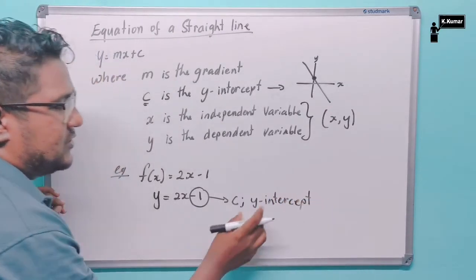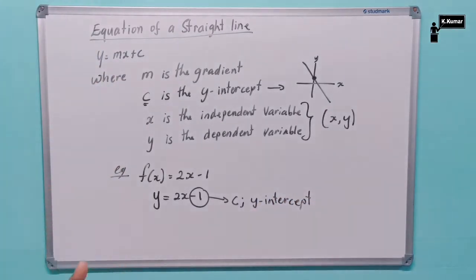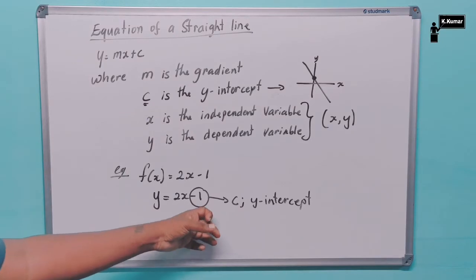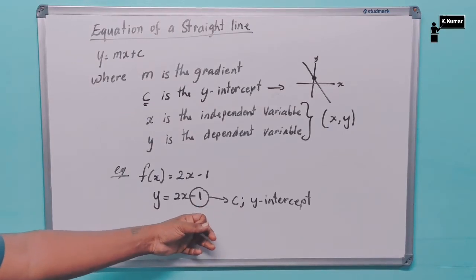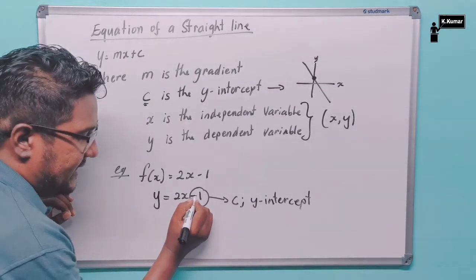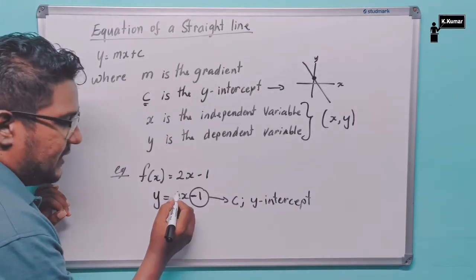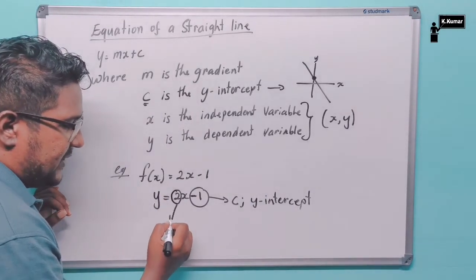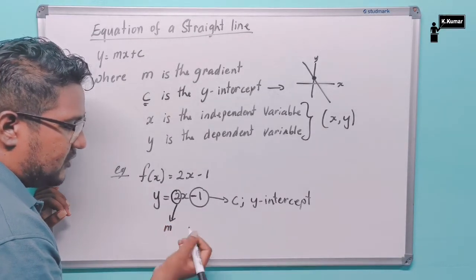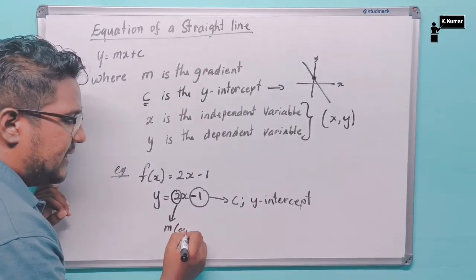And you're going to see that when you plot the graph, this line actually cuts the y-axis at the point -1. And from this, the 2 here is what we call our gradient, which is represented by M.